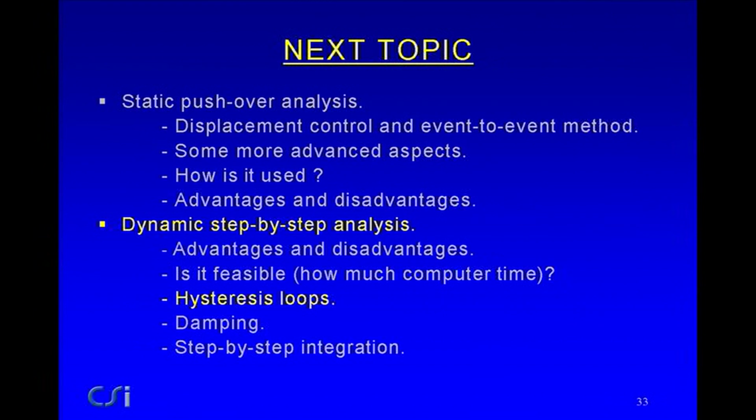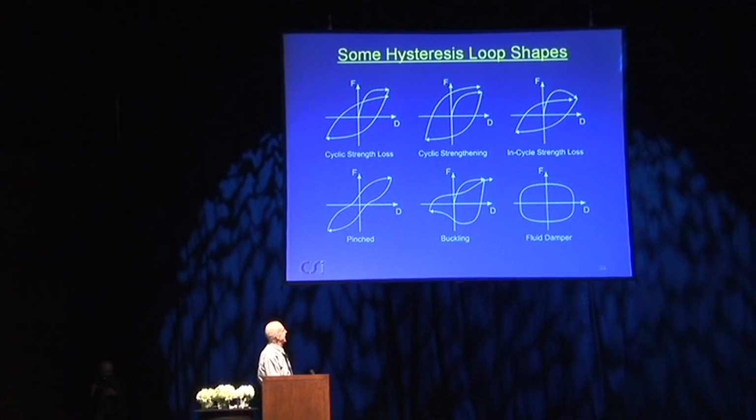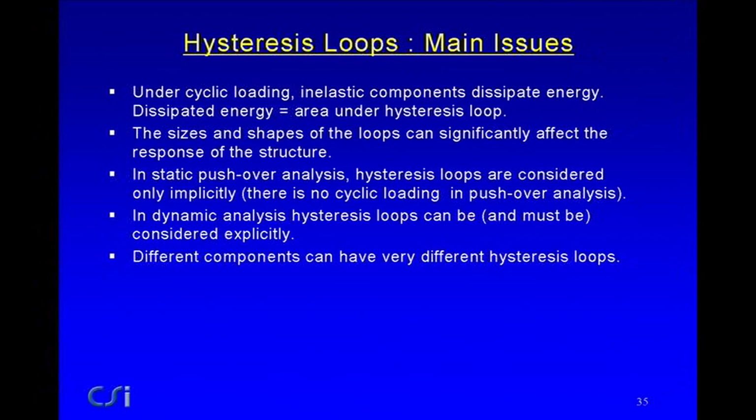Hysteresis loops. Now, if you're doing a nonlinear dynamic analysis, you will need to model hysteresis loops. And there's a number of possible shapes. You know, the first one shows cyclic strength loss. Next one, cyclic strengthening. There's what is commonly referred to as in-cycle strength loss, where you lose strength and then does something after that. You can have pinch loops, a buckling type loop. A fluid damper has got something which tends to be almost square. There are a variety of different hysteresis loop shapes. These are the main issues.